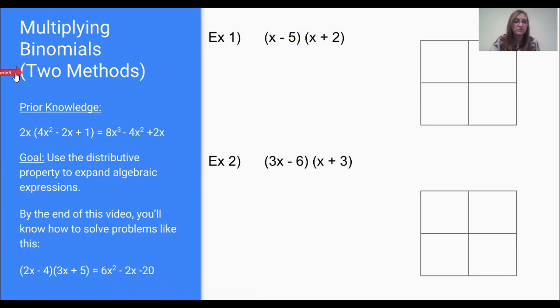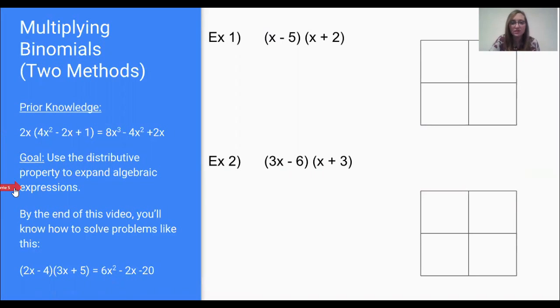Prior knowledge is just knowing how to distribute a monomial, so that'd be something like this 2x, and knowing how to distribute that, multiplying by a trinomial or another binomial. By the end of this, you'll be able to use the distributive property to expand algebraic expressions. Some people prefer to say FOIL. I prefer distributive property because it's a broader way to refer to it. By the end of this video, you'll know how to solve a problem like this one down here.